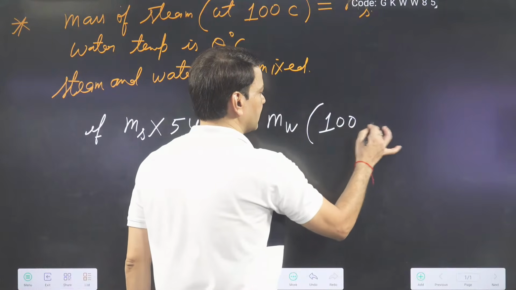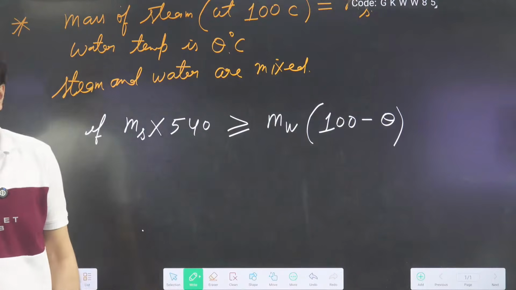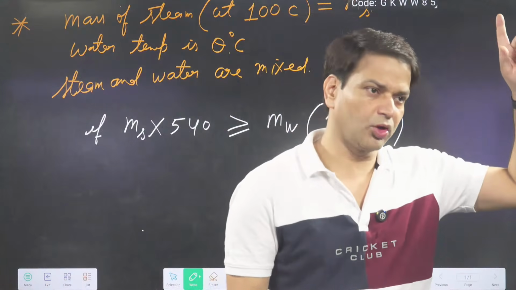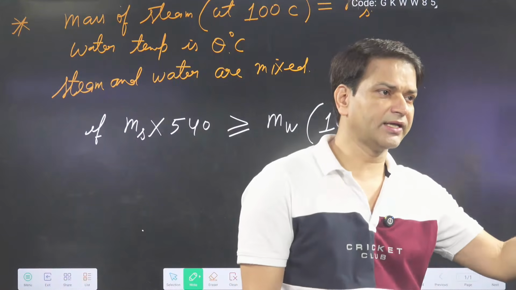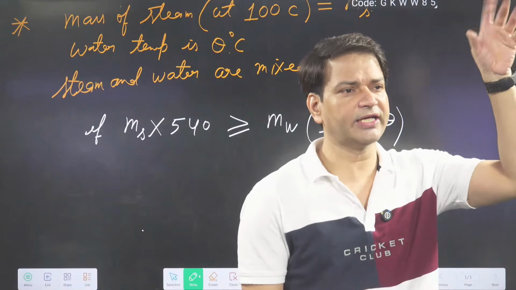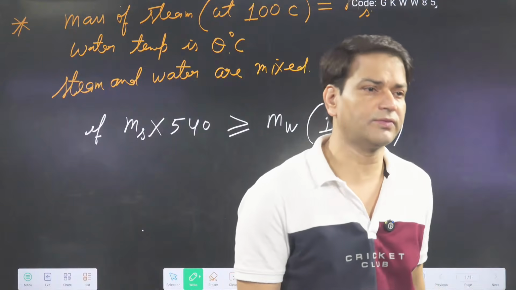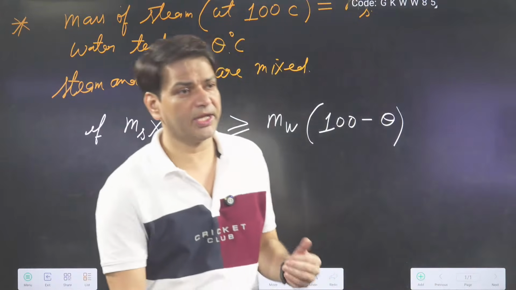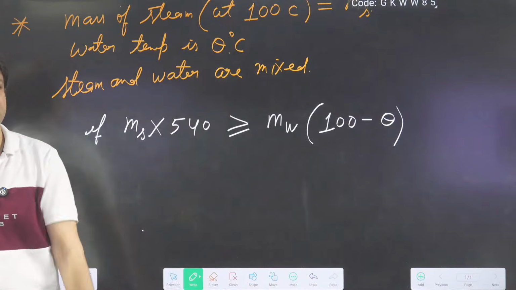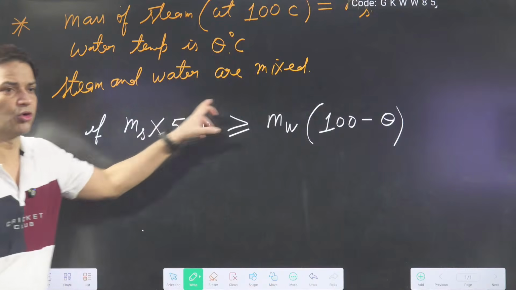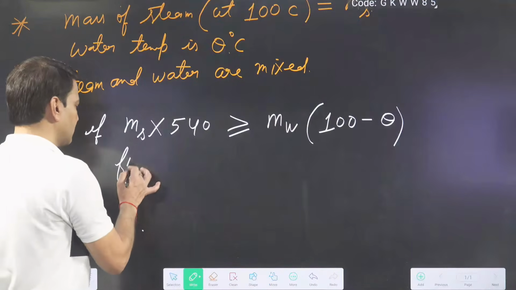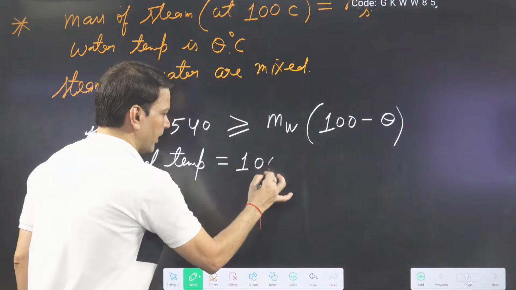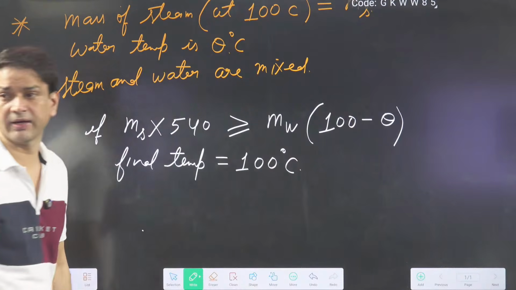100 minus theta. Okay, so similar condition: there we were finding mi into 80 because latent heat is 80 there. Here we are taking ms into 540. There we take mw theta, because theta is the change of temperature of the water if the final temperature is 0. Here the change of temperature will be 100 minus theta if the final temperature is 100. If this quantity is coming more than that, then final temperature is 100 degree C. Everybody got?